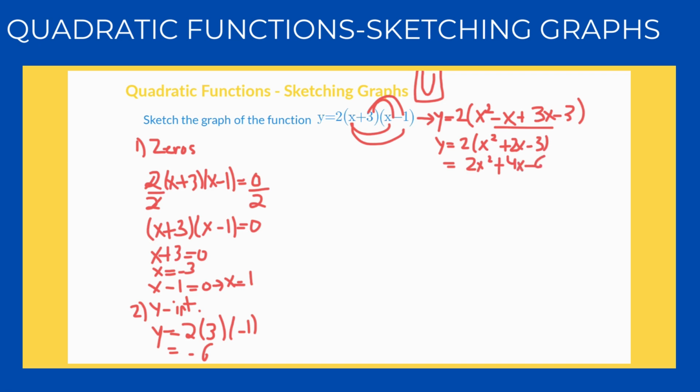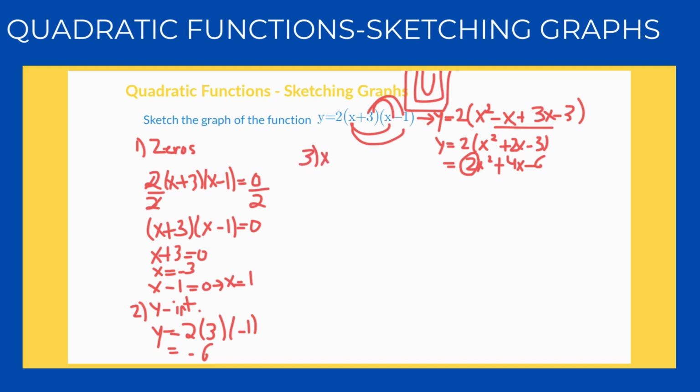Now, if we look at the coefficient of x squared, which is the number beside x squared, it's 2. Since it's more than 0, the turning point is a minimum point, and the shape will look like the shape that I just drew. Now, how to find the axis of symmetry, or the x-coordinate of the minimum point? This is step 3.